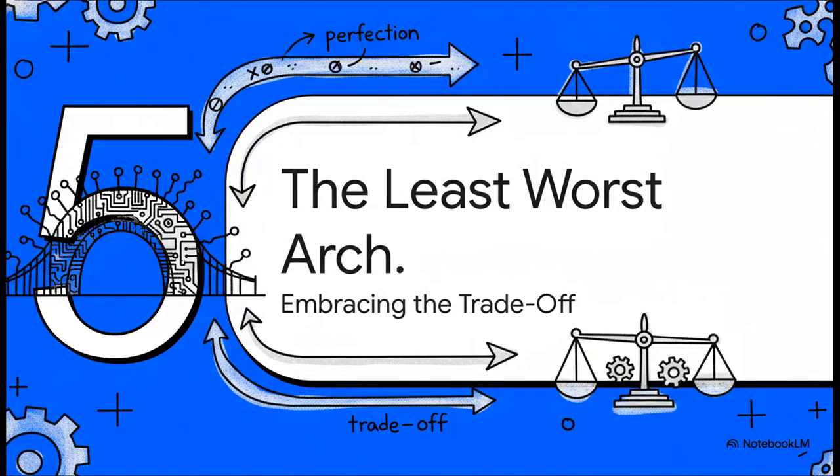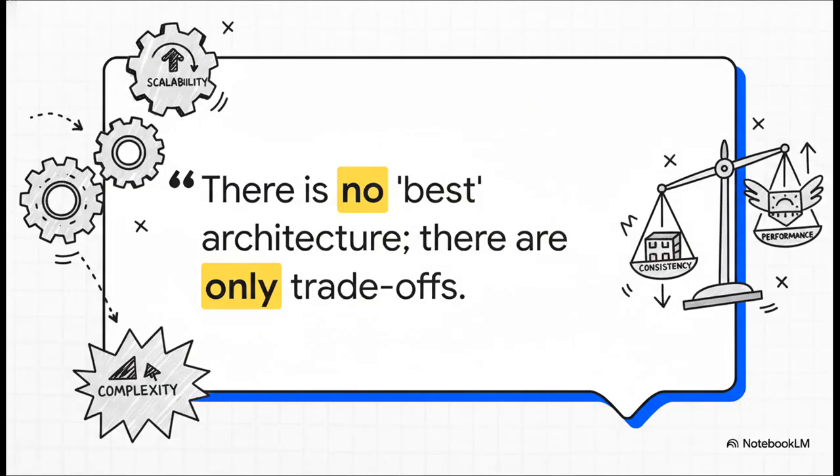And this brings us to the final, and honestly, maybe the most important part of this whole journey. It's about a shift in your mindset, something every great architect has to do. It's about letting go of the idea of perfection and learning to embrace the trade-off. I really want you to let this one sink in. Maybe even say it out loud. There is no best architecture.